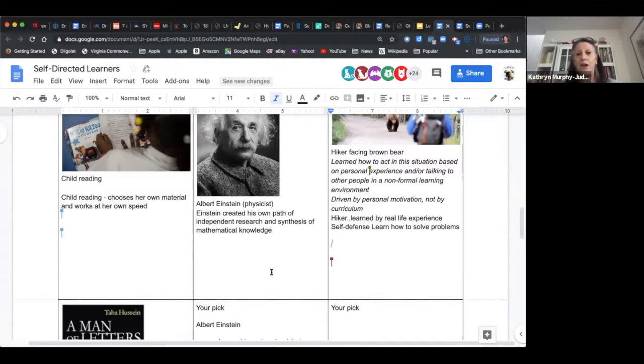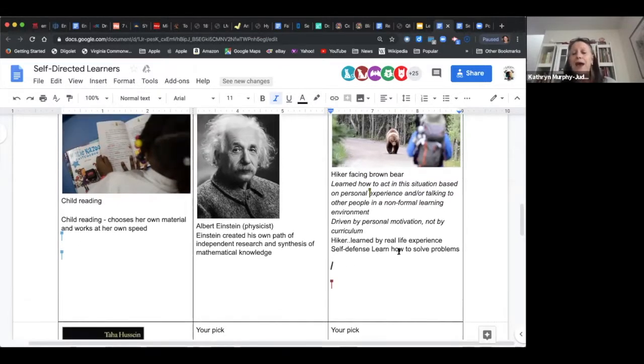Albert Einstein, we know he created his own path of independent research, certainly went way beyond the bounds of physics at the time, did a lot of independent research and synthesized mathematical knowledge.